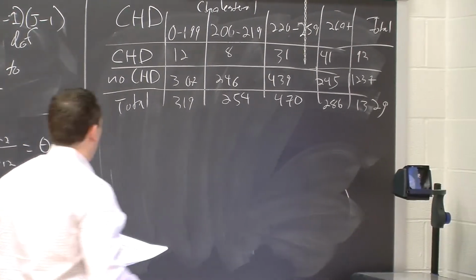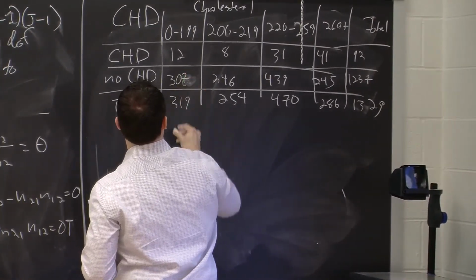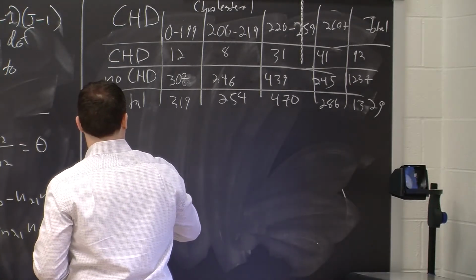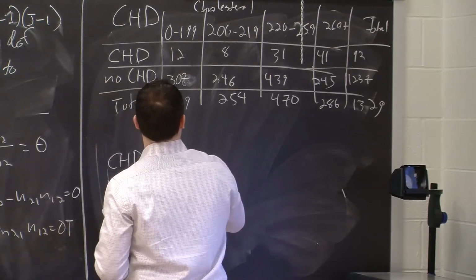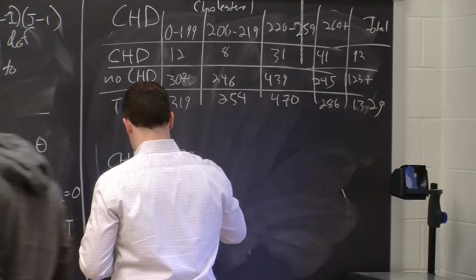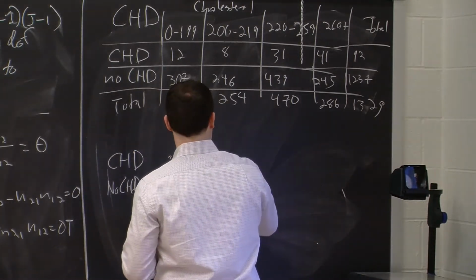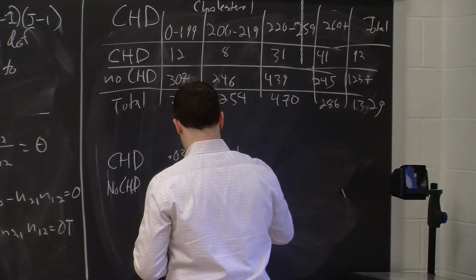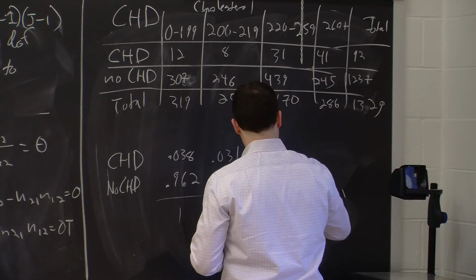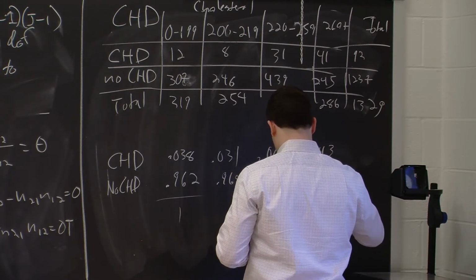So I could compute the proportions. Let me just put something on the table. CHD, no CHD. So this would be 0.038, 0.962. These are things that sum to 1. 0.031, 0.969. 0.066, 0.934, 0.143, 0.857.